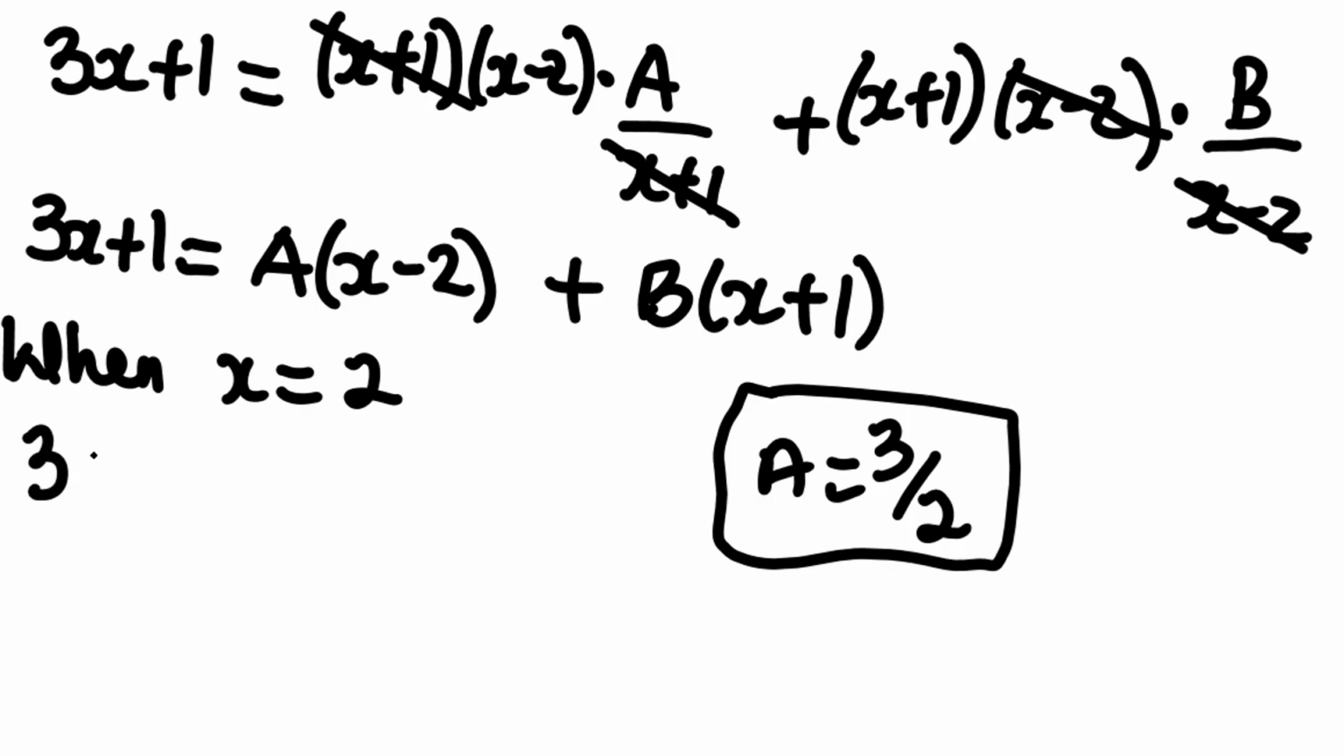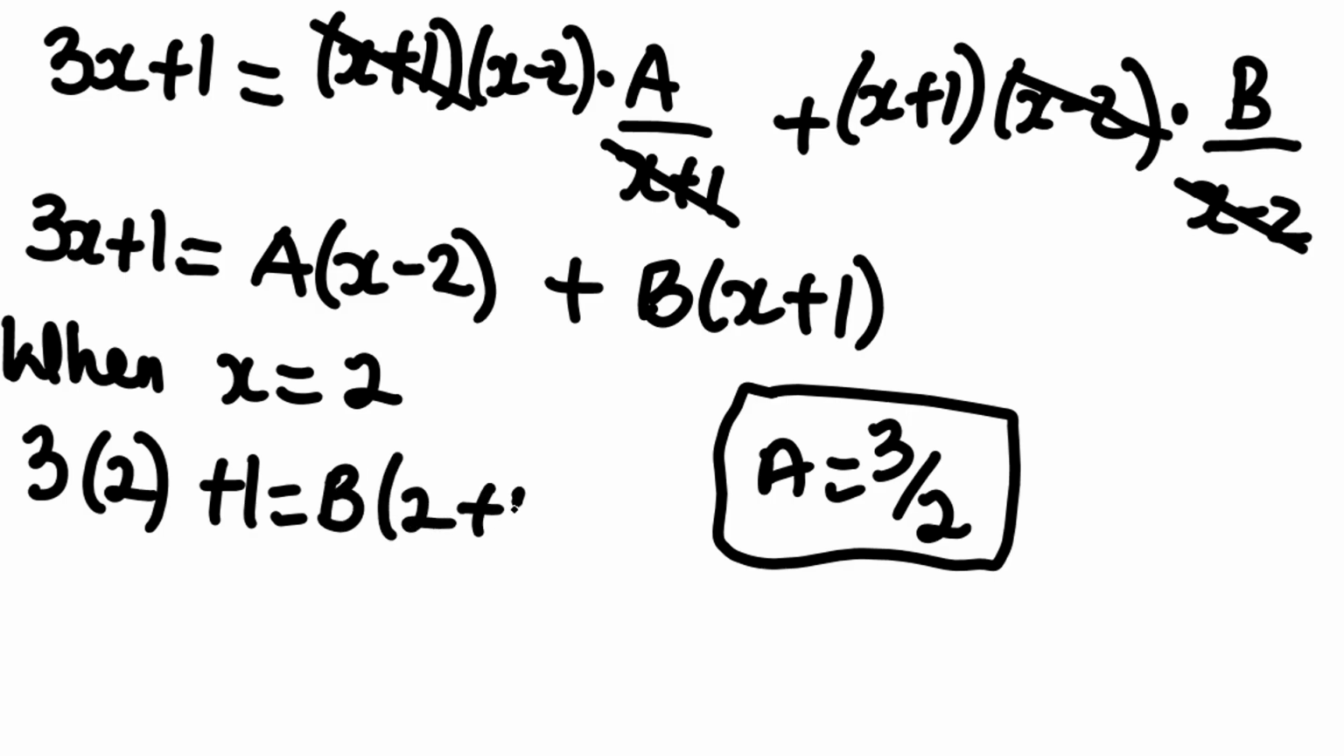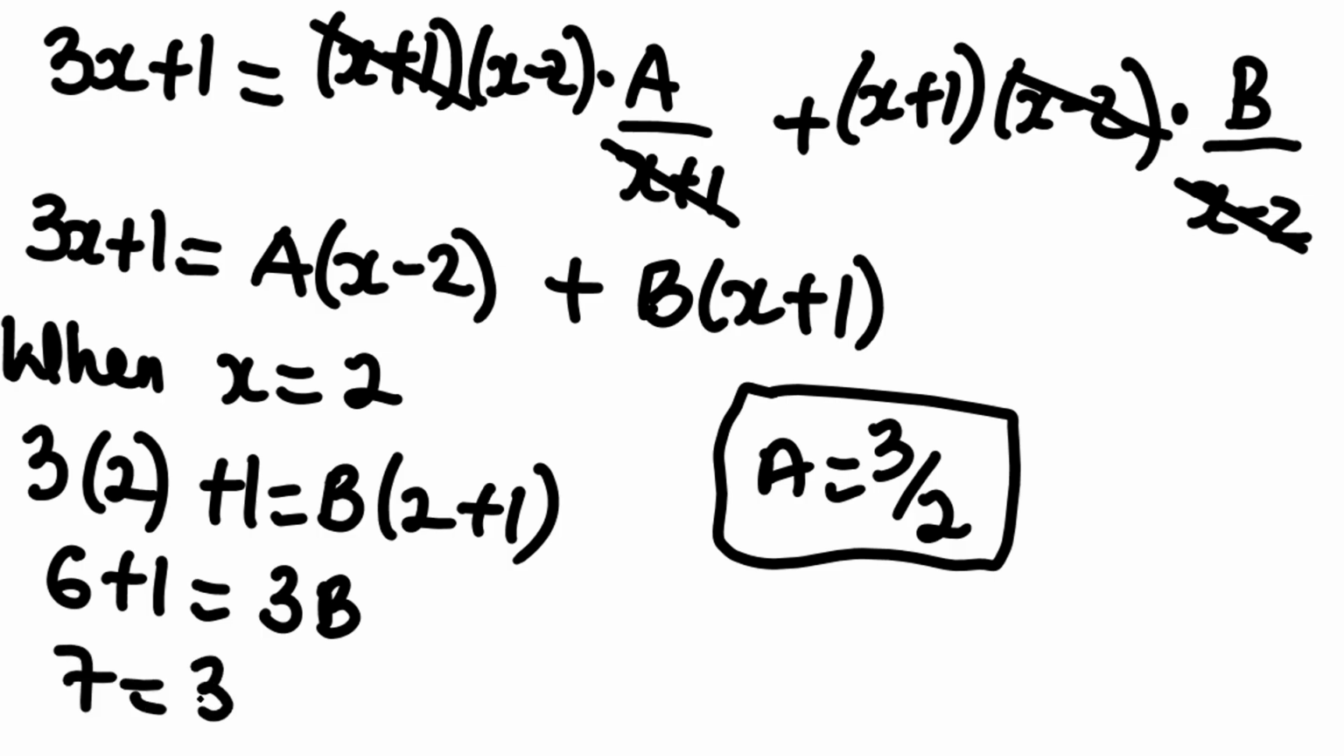So I will have 3 multiplied by 2 plus 1 equals b multiplied by 2 plus 1 over here. That will be 6 plus 1 equals 3b. So you can see that 7 is equal to 3b, and b equals 7 over 3. Basically, that's what we have. So this is the value for b.